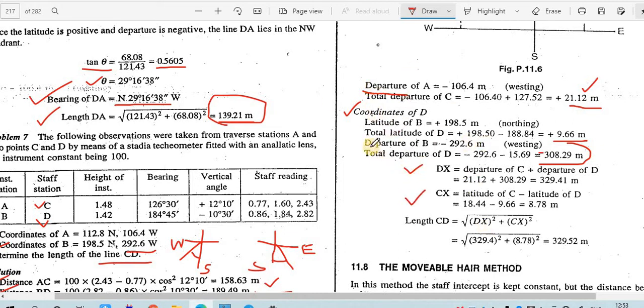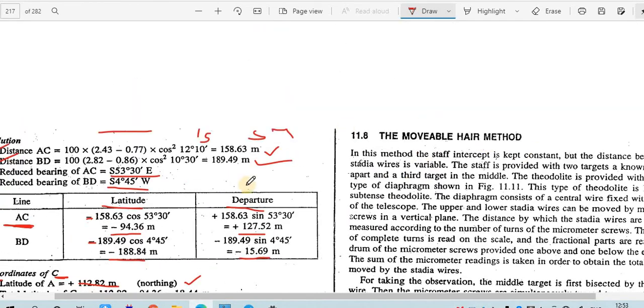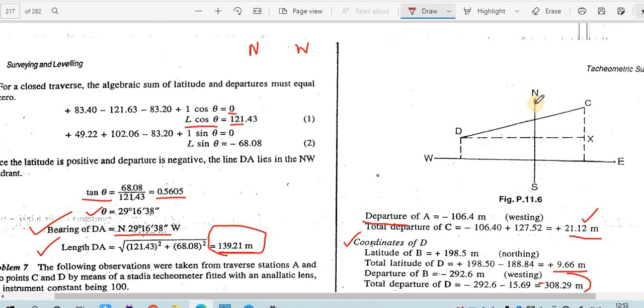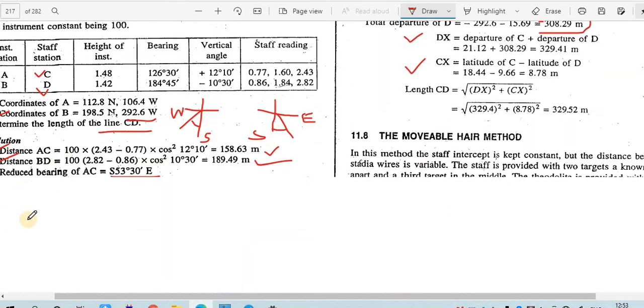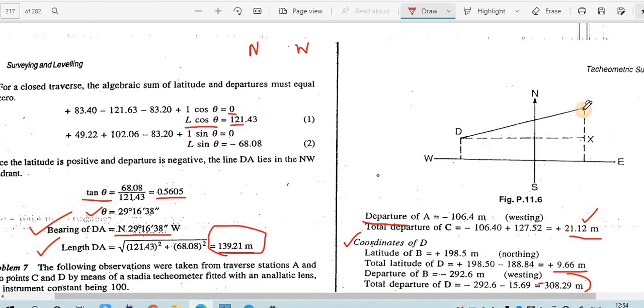Now we can calculate DX and CX. You need to create a diagram related to the coordinates which we have calculated. We have got the coordinates of C and of D, so we will try to create a diagram based on that. See over here, this is your coordinate system, this is your north-south, this is your east-west. First we will fix point C. The latitude of C is coming out to be north, which means it is somewhere in the north. We are taking an approximate point over here. We don't know the departure value yet, but it is also positive, which means it is east.